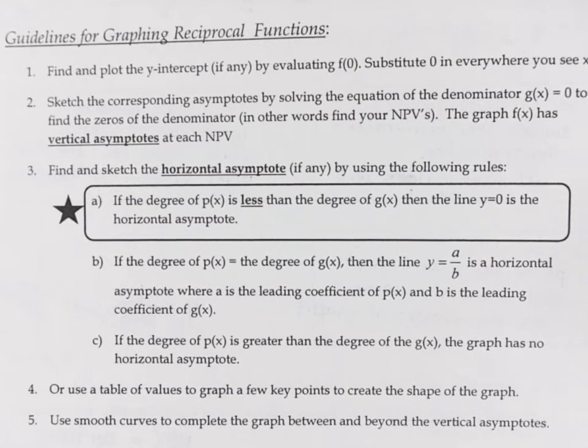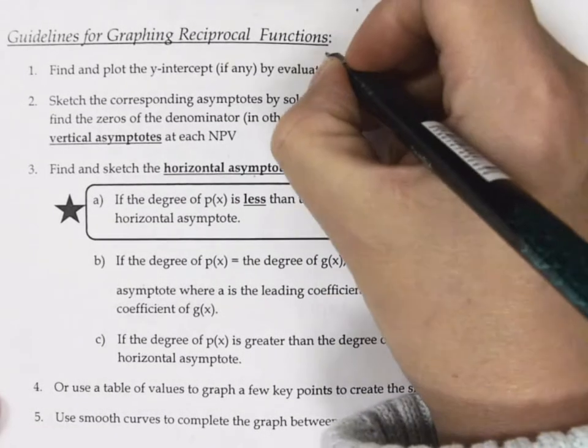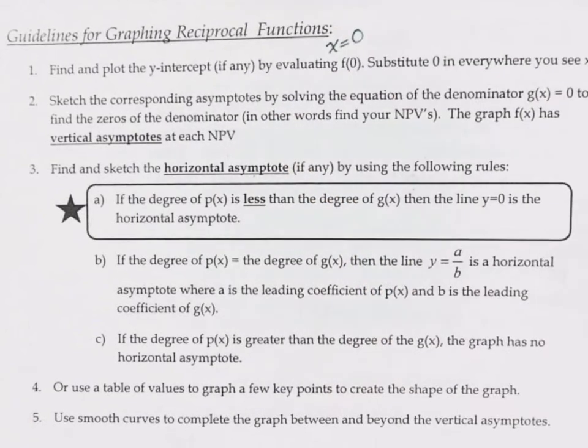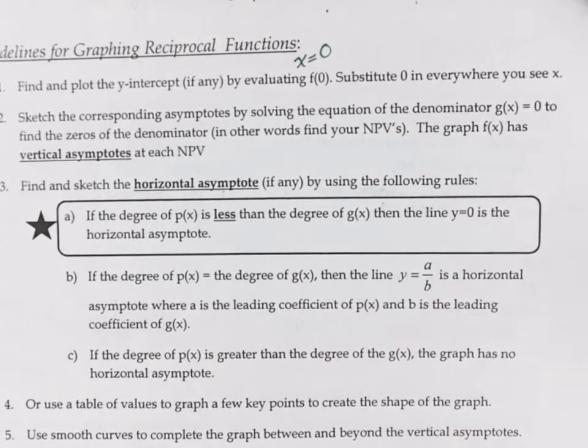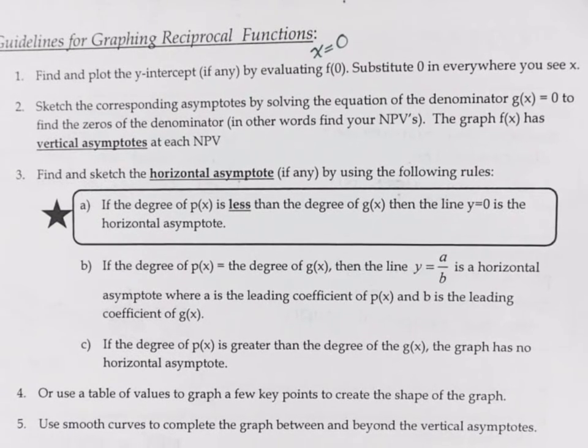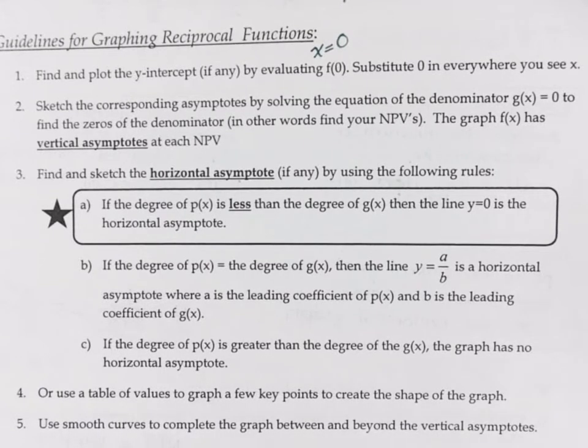All right, so these are my helpful hints on how to graph a reciprocal function. First, find and plot the y-intercept, if you have any, by evaluating f(0). I think we all know how to find the y-intercept by now: we just set x equal to 0 and solve for y. So you substitute a 0 in everywhere you see x. Then you're going to sketch with straight lines. A ruler is handy.